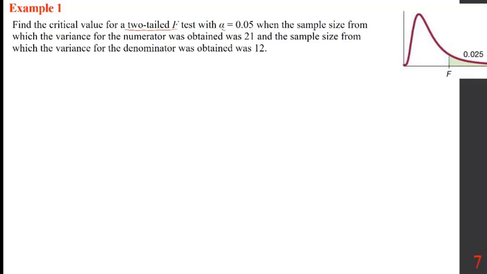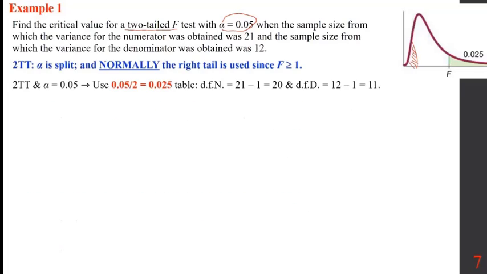And alpha must be cut into two pieces, 0.025 on the left and 0.025 on the right. Now, if you choose such that the larger variance is at top, then all you have to do is look at the right tail test and compare it to that F and make a decision. That's the idea behind it. That's why. And so we have the following. Alpha is split. Okay, normally it's a right tail test, remember that?